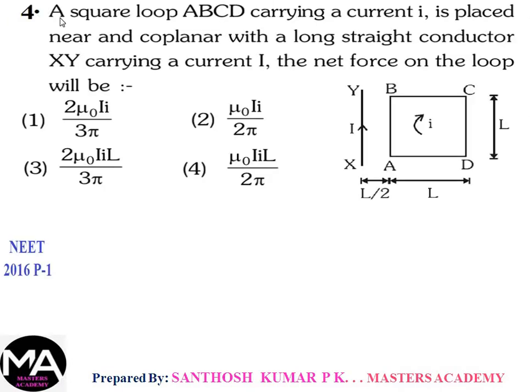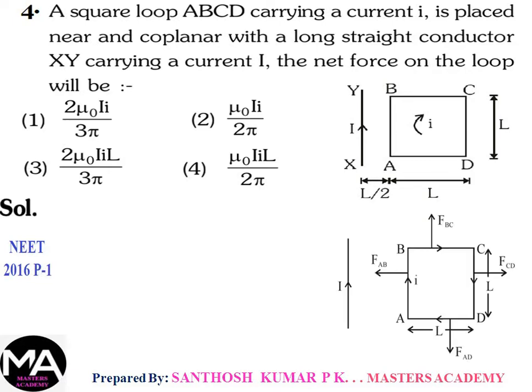Next problem, the fourth one. A square loop ABCD carrying a current I is placed near and coplanar with a long straight conductor XY carrying a current I. The net force on the loop will be. So they have given that ABCD is a square loop carrying current I and the sides have length L, and you have a conductor XY. The current flowing in the conductor is from X to Y, and the distance of the conductor from the face AB is L by 2. It is from 2016 NEET phase 1.